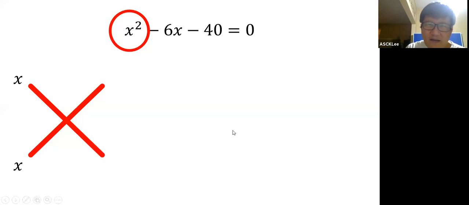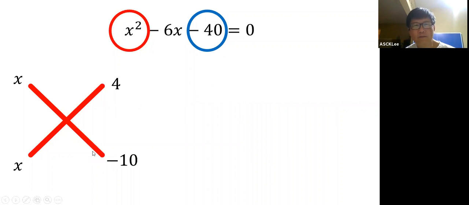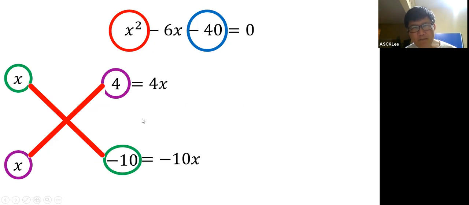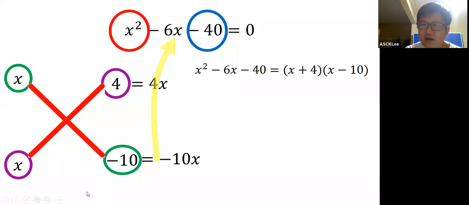x squared is x times x. Minus 40 is 4 times minus 10. When we multiply diagonally, x times minus 10 is minus 10x, and x times 4 is 4x. When we add 4x plus minus 10x, we do get minus 6x. And hey, this time we've hit it. We got it. Our factors here are x plus 4 and x minus 10.